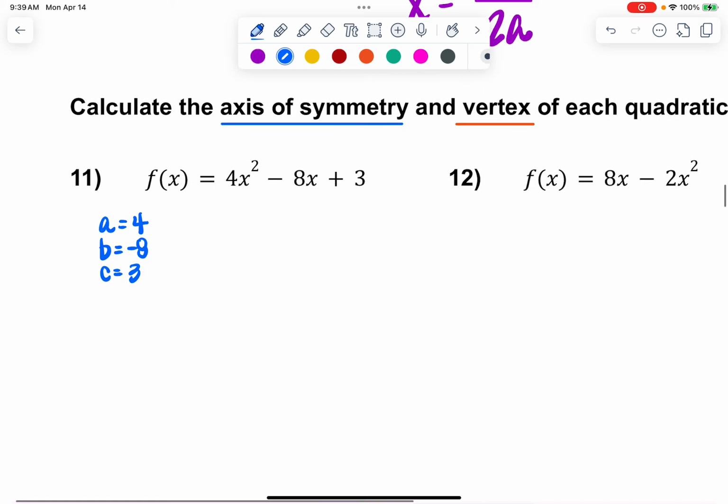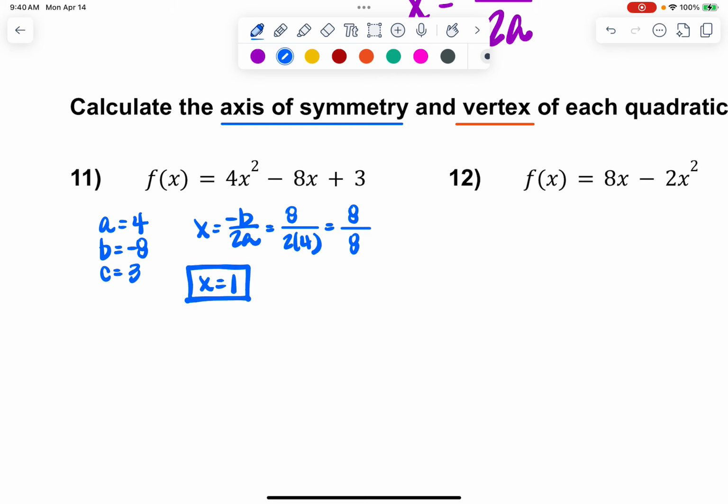Okay, so for axis of symmetry, we're going to do the x equals negative b over 2a formula. Now that b is already negative, so when I want negative b, that's going to be negative 8, which will just turn it into a positive. And then 2 times 4, which of course gives us 8 divided by 8. So we're going to get x equals 1. That's our axis of symmetry.